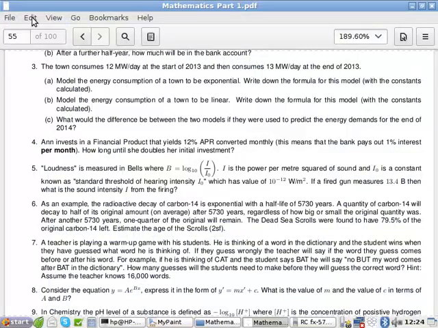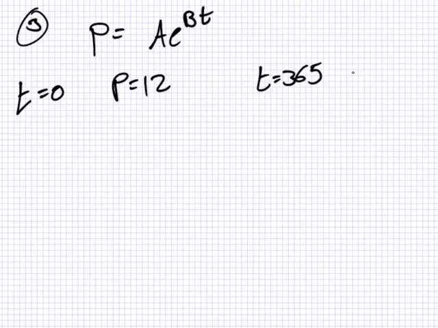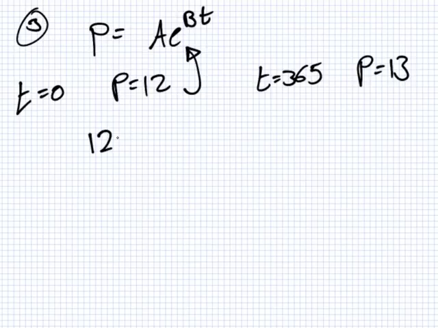A town consumes 12 megawatts per day at the start of 2013 and then consumes 13 megawatts a day at the end of 2013. Find a formula for its energy consumption. Since we're working in days, that's what I'll do. So the power consumption is AE^(BT). At the very beginning the power consumption is 12 megawatts a day, and at the very end it is 13. If I use the first one, I get 12 equals AE^0. So A is 12.